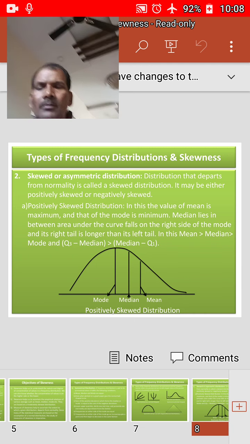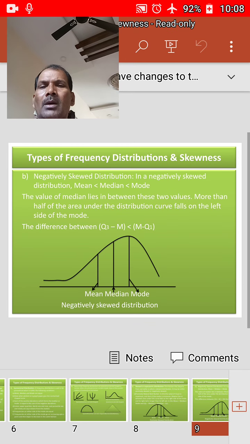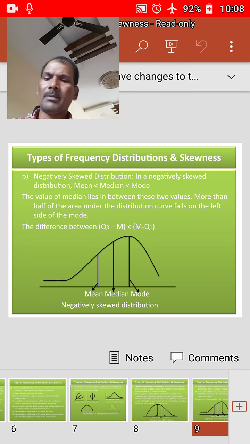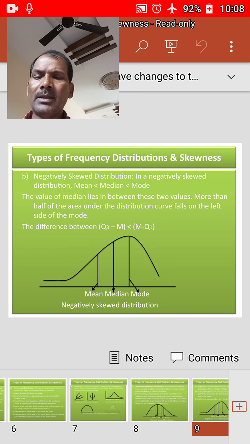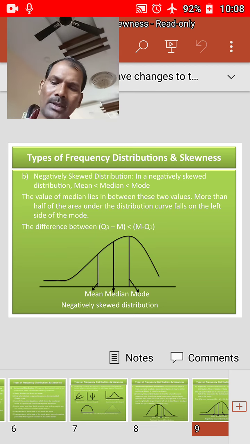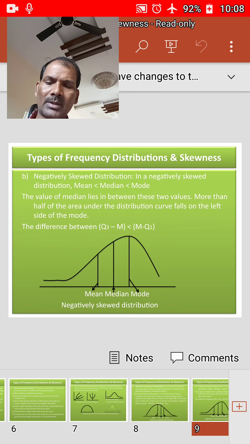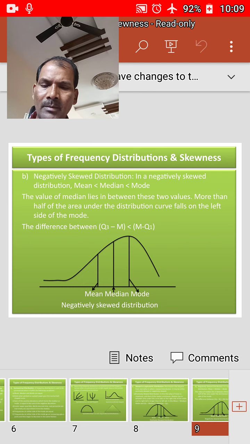Now we'll move on to the negatively skewed distribution. In a negatively skewed frequency distribution, mean is less than median, and median is less than mode. If you see, the tail extends to the left side. In other words, the value of mode is maximum and the mean is minimum.